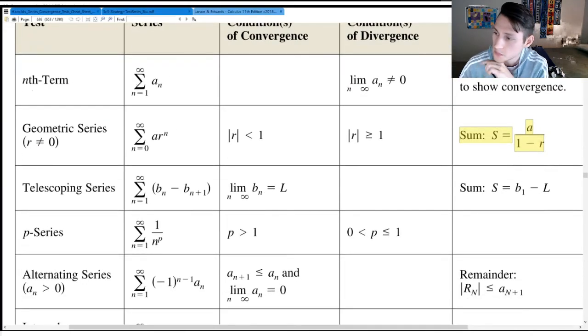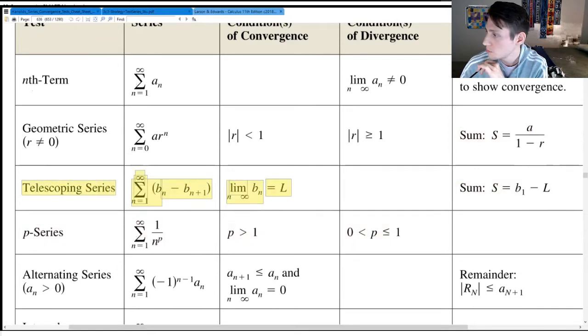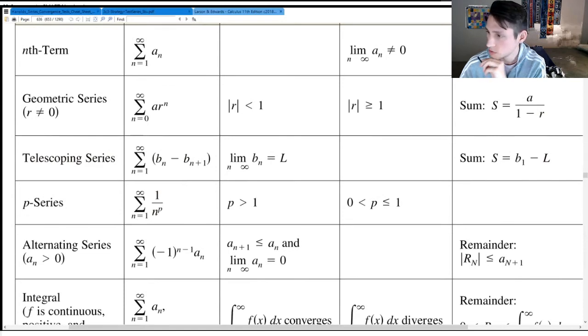Okay. Telescoping series we did talk about, but I taught this before I knew what the list was. So this is not actually on the list for what will be covered on the AP exam. So we did learn this, and it is good to know, but it's not on the list. So don't focus too much attention on that. Still good to know, though.